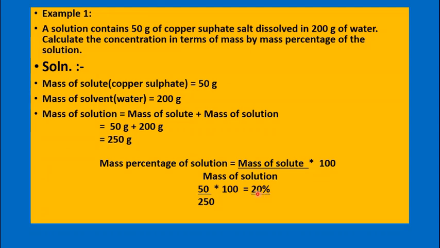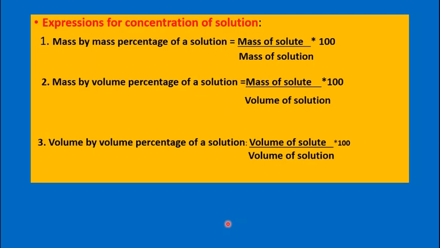Right, so this is the mass by mass calculation. You take mass by mass and calculate the percentage of a solution, that is the concentration of the solution, by this method.